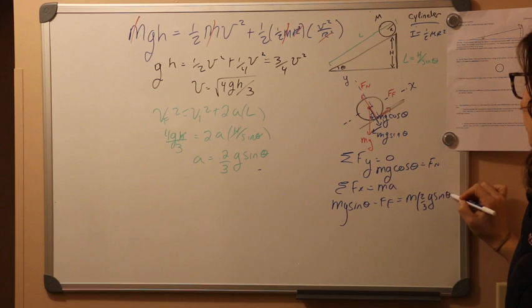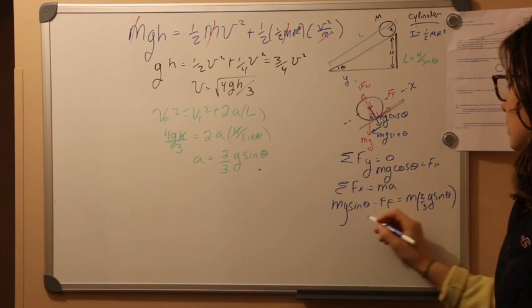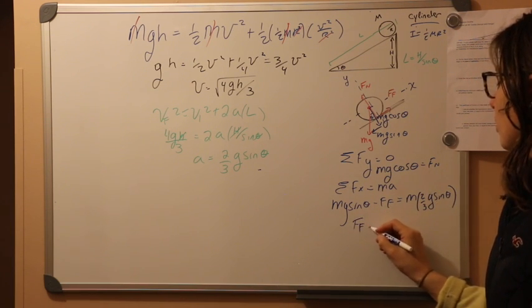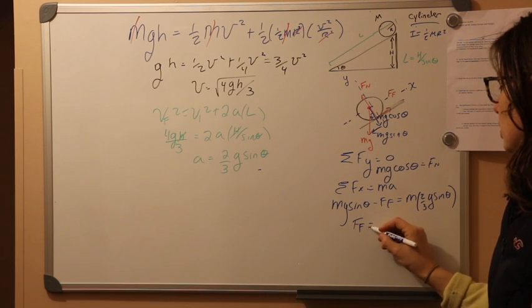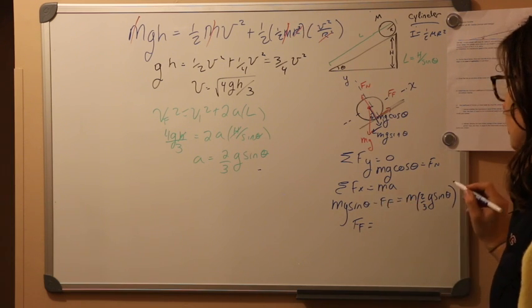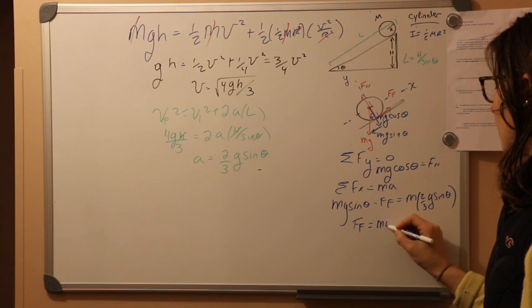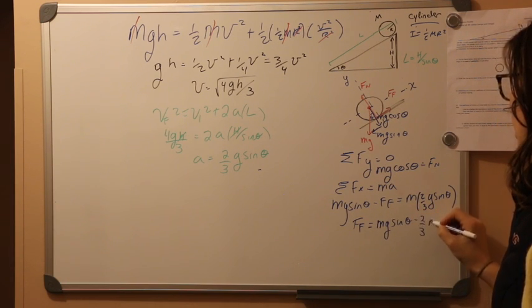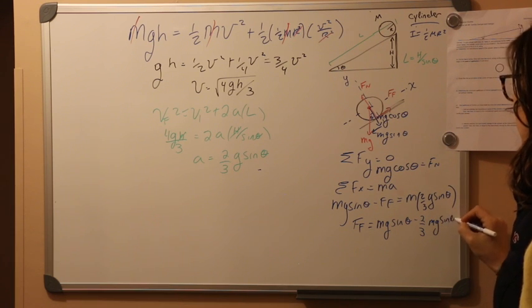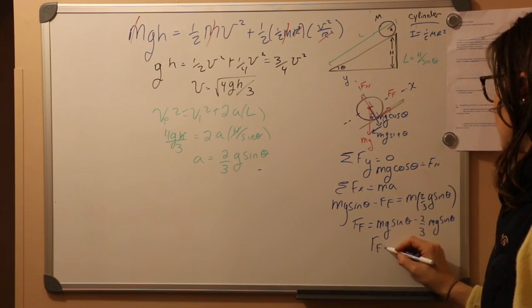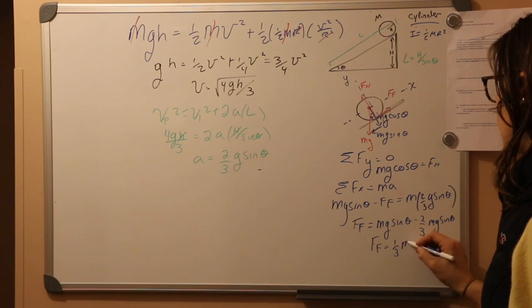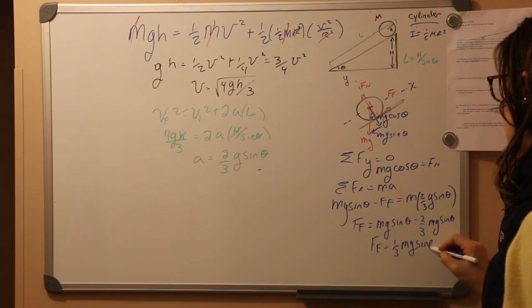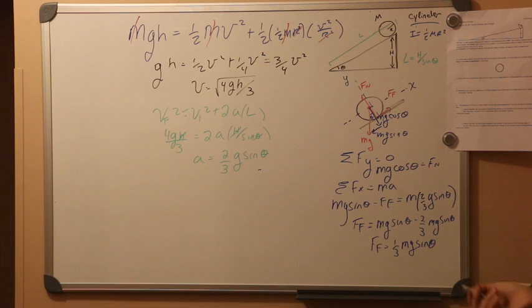We can solve now for friction force all by itself. My motivation for doing that is I'll set up mu, which has friction force in it. So I'll add friction force to this side and subtract, so I'm going to have mg sine theta minus 2/3 mg sine theta. So my friction force comes out to be 1/3 mg sine theta. Units work out, it's a mass times the acceleration, so that just makes sense.